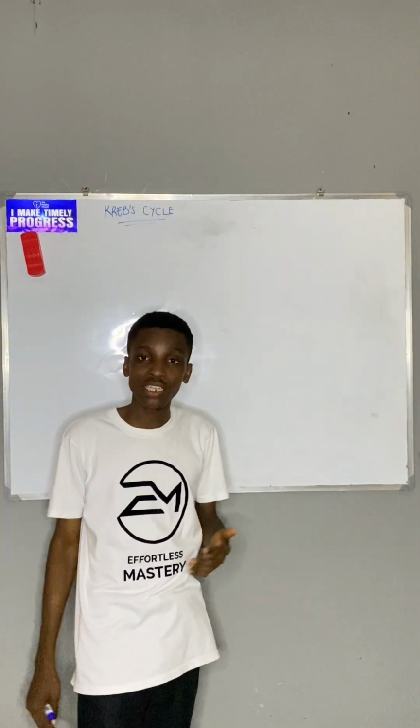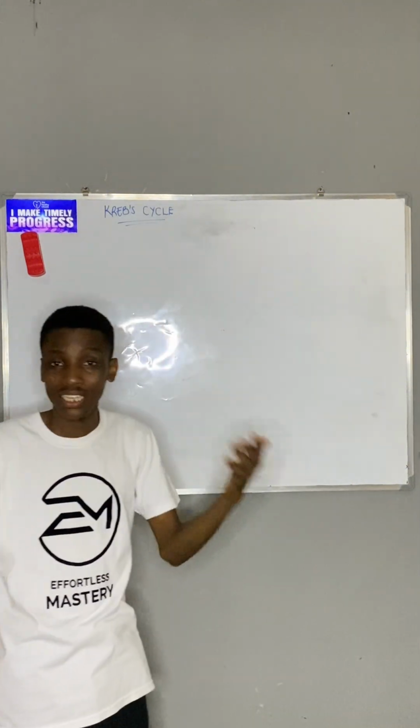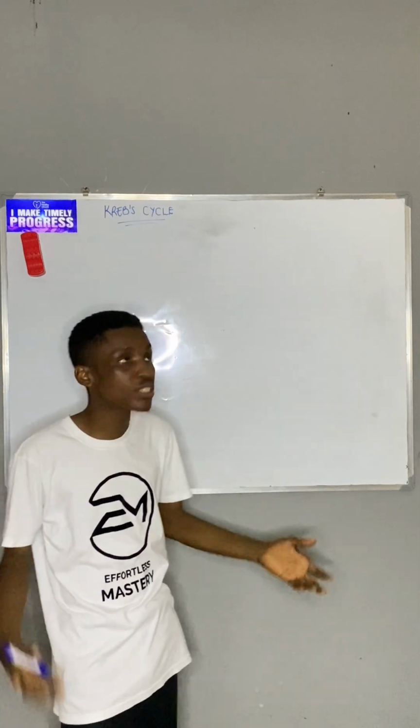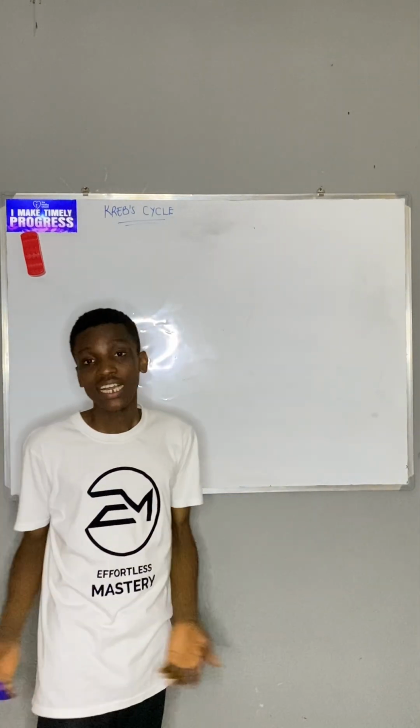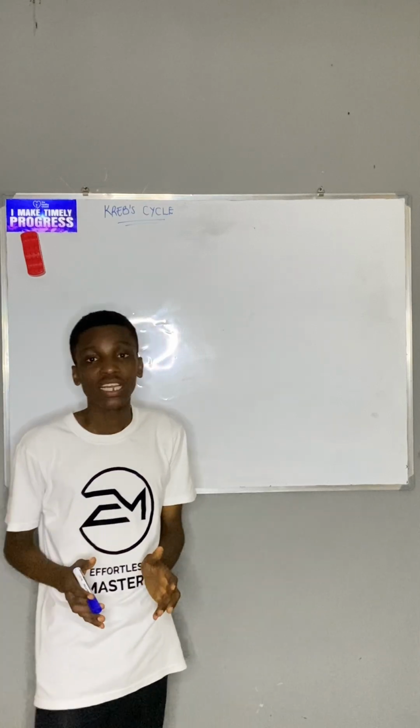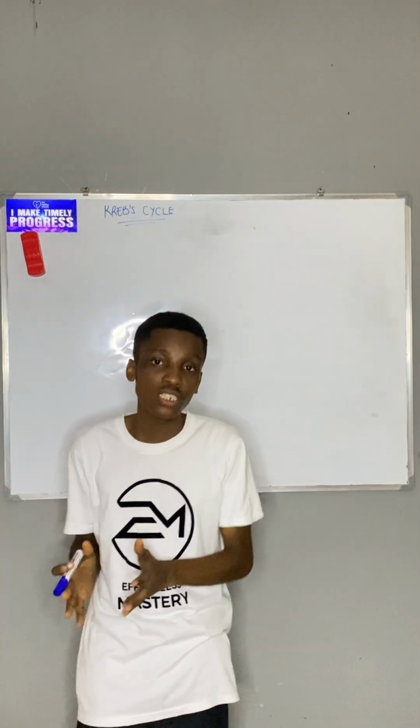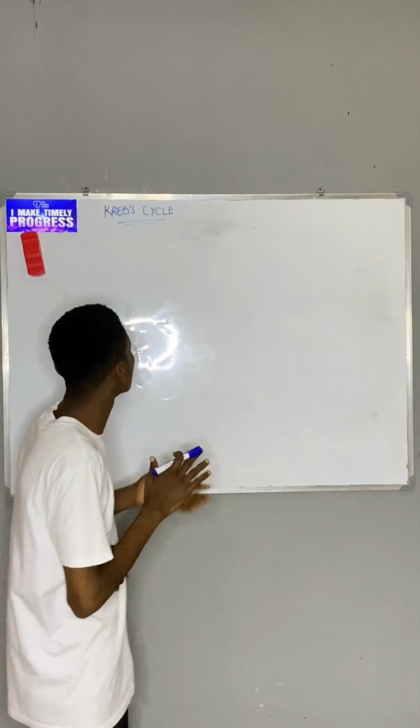It's called the tricarboxylic cycle, TCA cycle, citric acid cycle, different names. Now, what is important about this cycle? The site: it happens within the mitochondria. It happens only in the presence of oxygen. Now, what again should we note about this cycle?